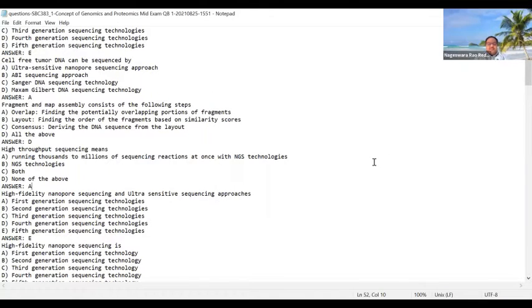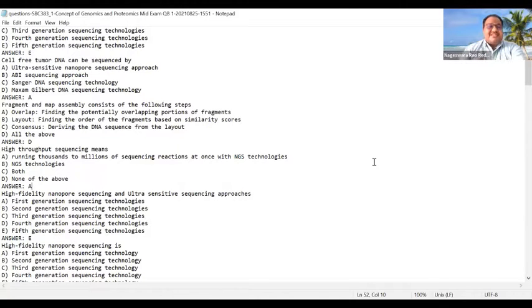High throughput sequencing means. It is a next generation sequence. No, it is not that. The answer here is A: running thousands to billions of reactions at once with next generation sequencing technologies. That's the answer. Okay? Got it? Yes, sir.